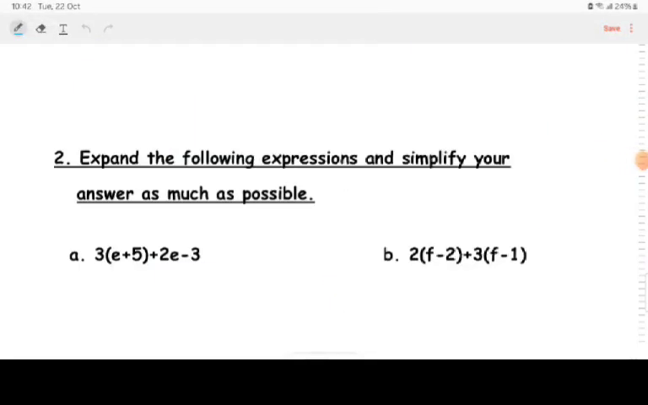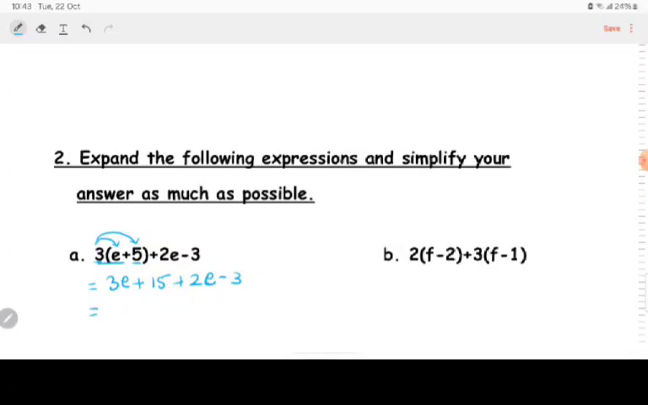Alright, now let's move on to the next question. Expand the following expressions and simplify your answer as much as possible. Same technique. Open the brackets. 3 into E makes it 3E. 3 into 5 makes it 15 plus 2E minus 3.